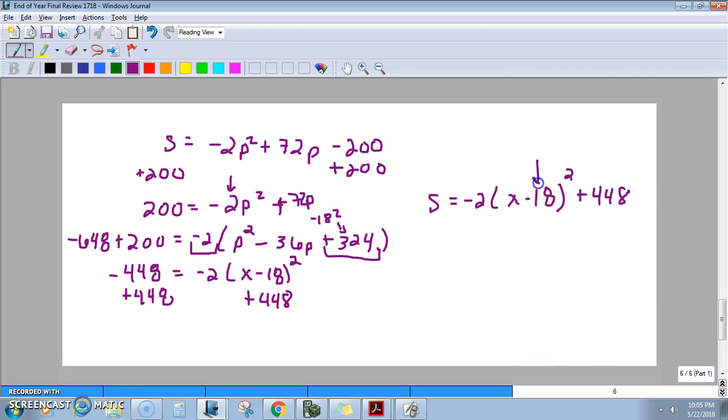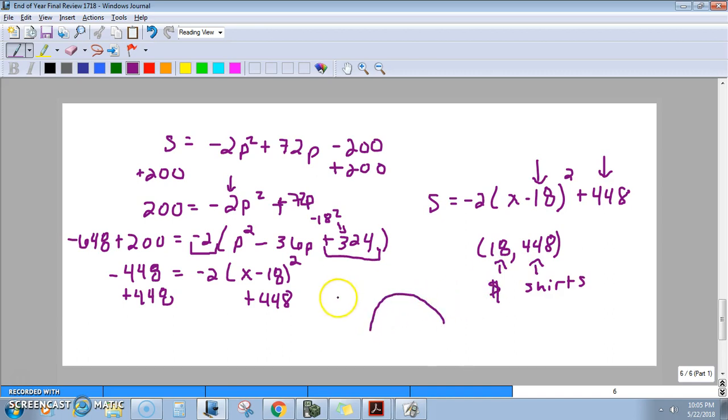We know vertex form. This is going to be h, this is going to be k. But remember, x minus 18, the value with the x is going to be the opposite. It's actually going to be positive 18, right? So my vertex is going to be positive 18, positive 448, which means that we will sell 448 shirts for $18. And that's going to be our maximum.